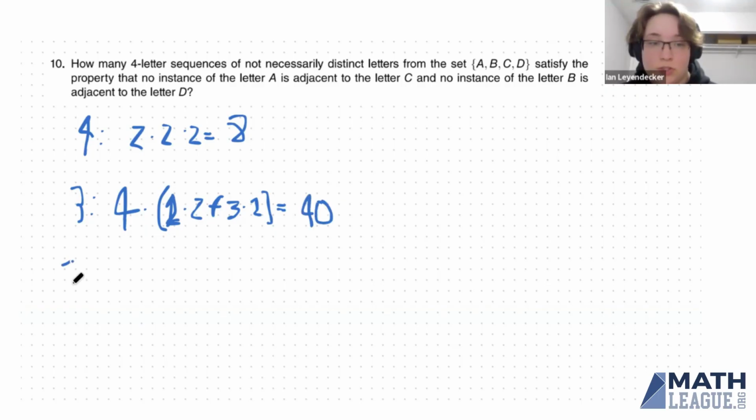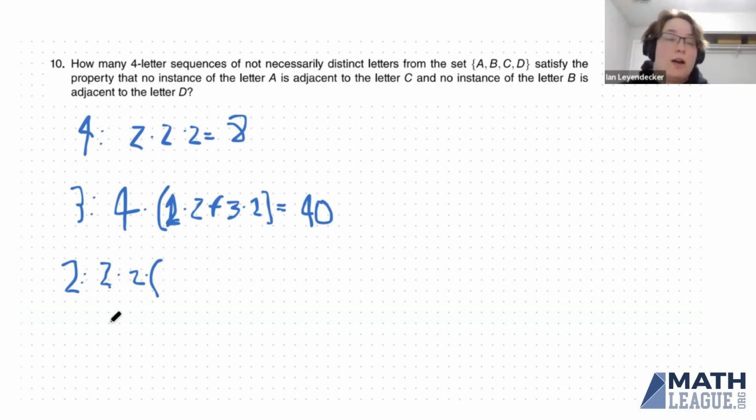Now, if the sequence contains 2 distinct letters, then first of all, there's no way for a 4-letter sequence with exactly 2 distinct letters to not have both of those letters touching one another at some point, which means that we can't have the 2 letters be A and C, or the 2 letters be B and D. That means we have 2 choices for the letter from the set of A and C to appear, then 2 choices for which of the set of B and D appears. So there are 4 ways to pick which 2 letters are in the sequence.